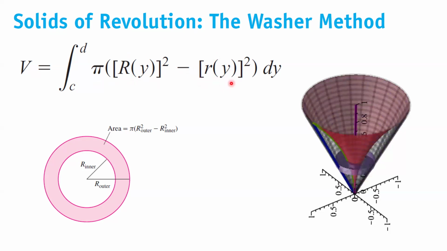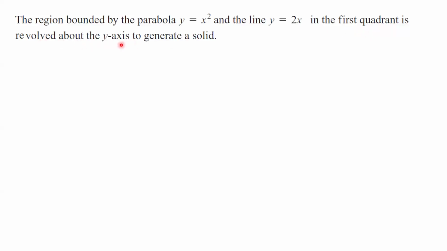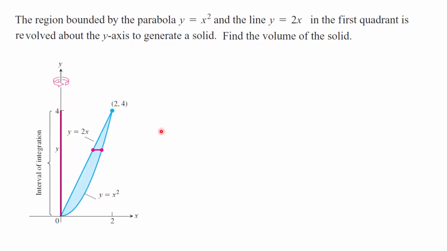Let's take a look at one example together. In this question, the region bounded by the parabola y equals x squared and the line y equals 2x is located in the first quadrant, and it's revolved about the y-axis to generate a solid. Our goal is to find the volume of that solid. So let us begin. Let us visualize this.